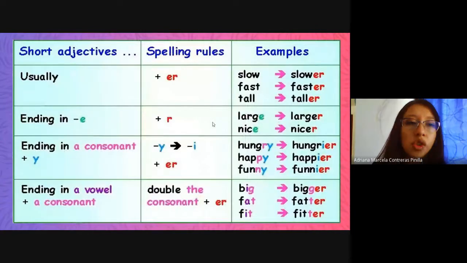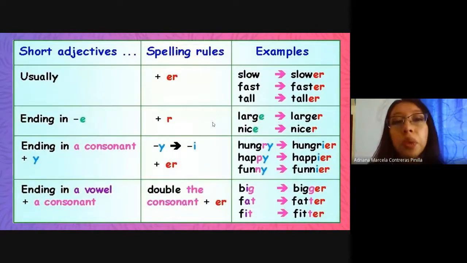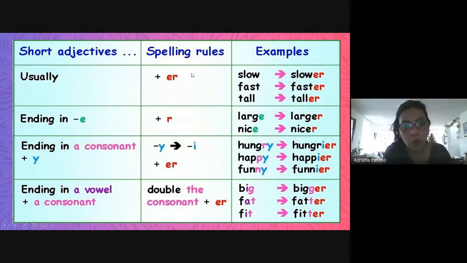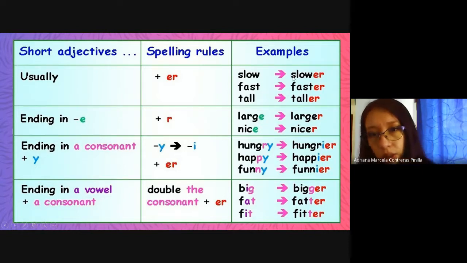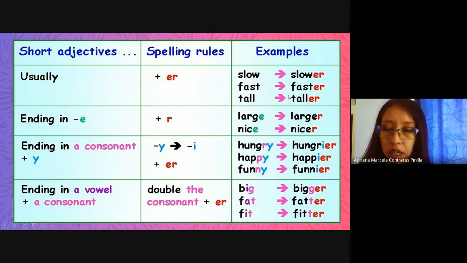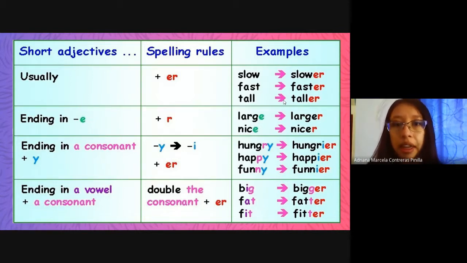Usually, when we have one syllable, we just add ER. So when it's a single syllable, you add the ER. For example, short, which means too short, so we just add ER. Slow, slower. Fast, faster. Tall, taller. Short, shorter, as in the previous example. Thin, thinner, for example.